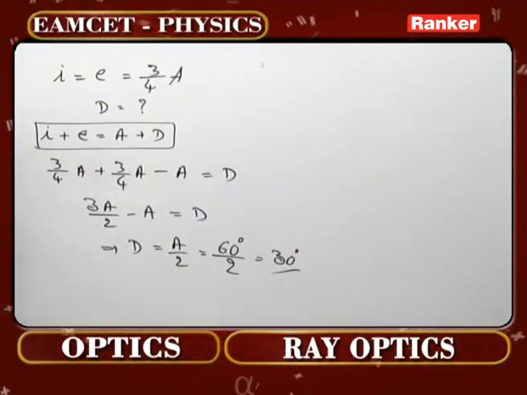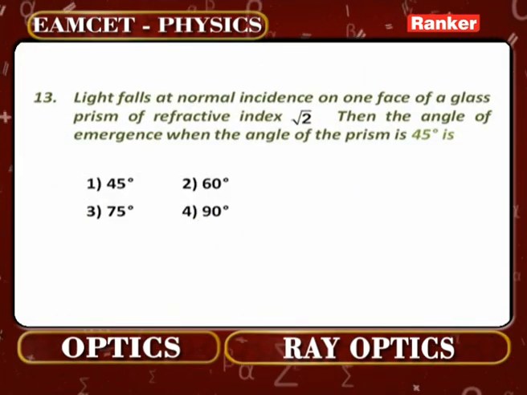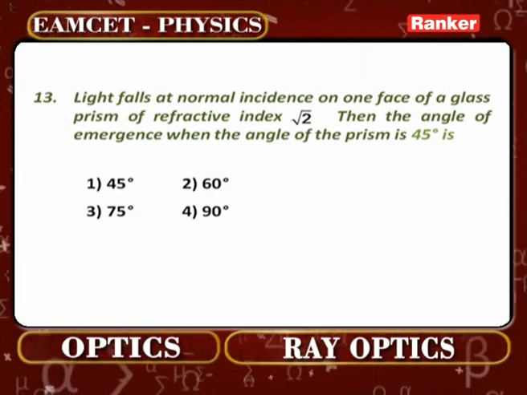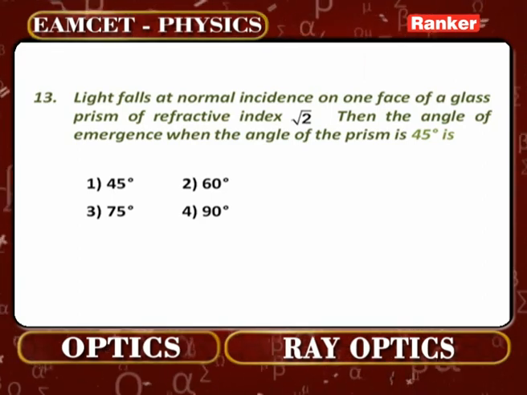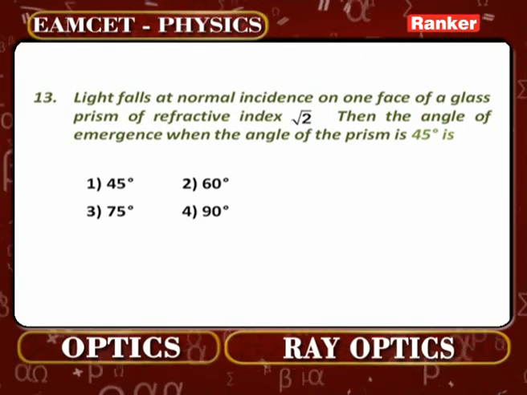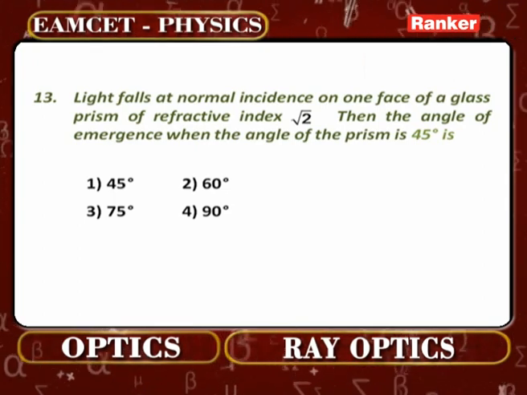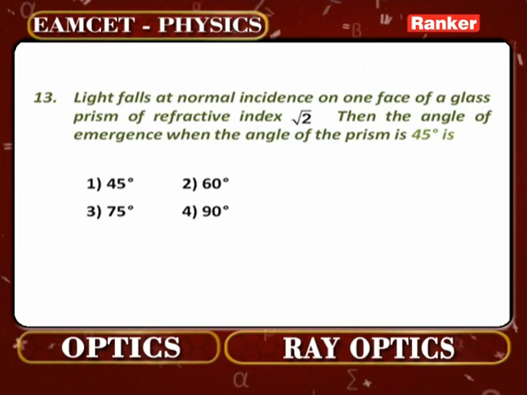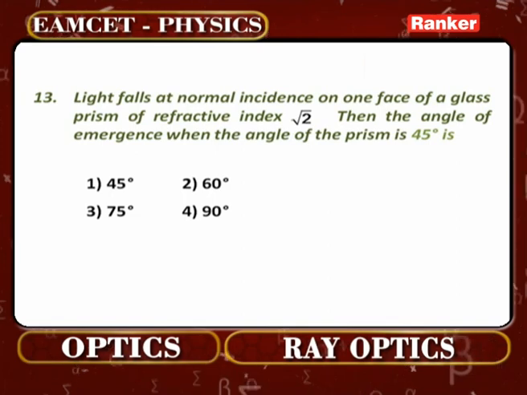Look at the next number 13. Light falls at normal incidence on one face of a glass prism of refractive index √2. Then the angle of emergence when the angle of the prism is 45 degrees, that is what he is talking about. Normal incidence, that is the concept you should understand first of all. When it is a normal incidence over here, you can definitely understand the angle of incidence will be 0.